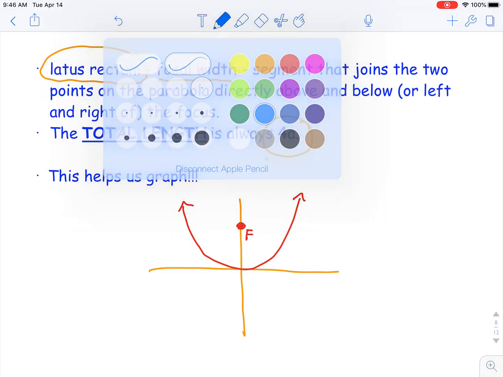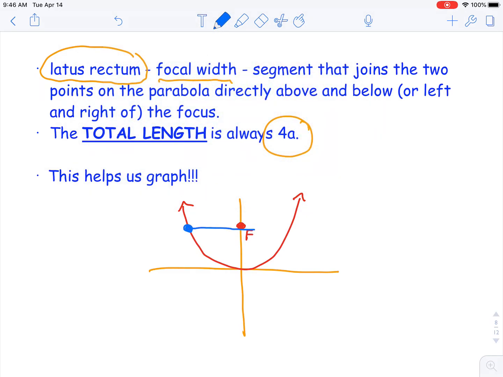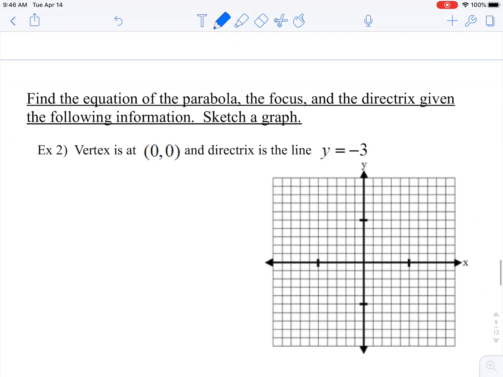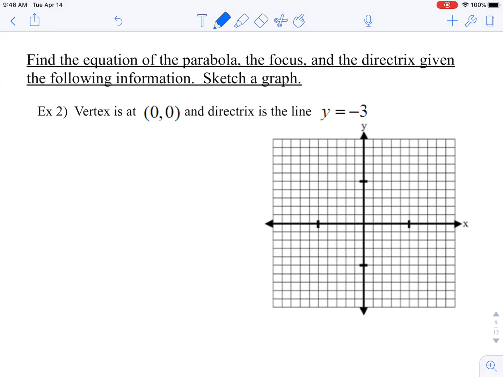This segment that goes from here straight through the focus to here, this is what we're calling the focal width, and this is always 4a units. So we're going to add that detail on as we graph, as we look at one more example here.